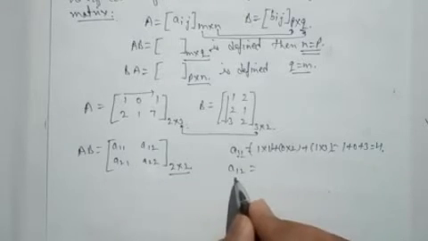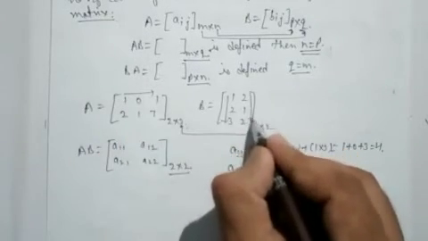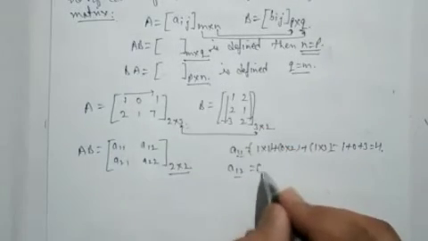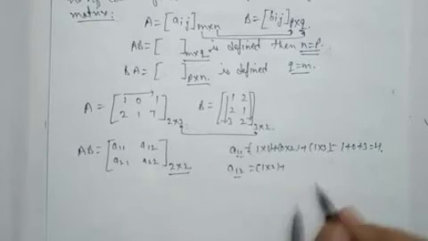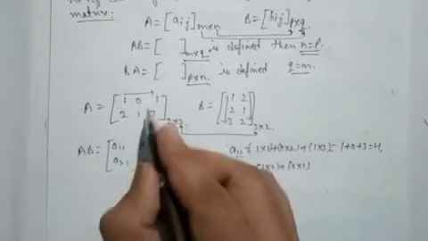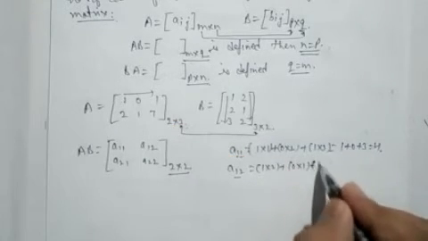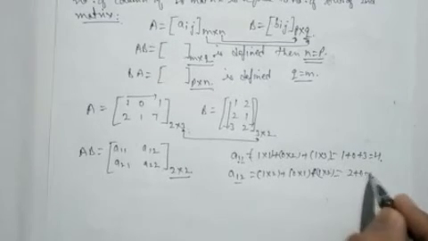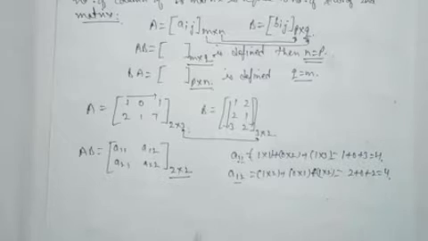A12. A12 means first row and second column. Clear? So 1 is multiplied by 2, 1 into 2, plus 0 is multiplied by 1, and plus 1 is multiplied by 2. So 1 into 2 is 2, plus 0, plus 2, that is also 4.